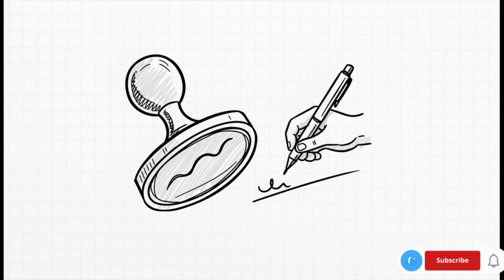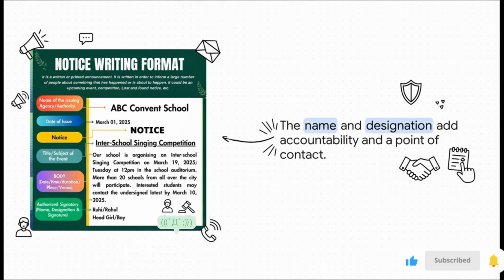Okay, your message is out there, it's clear, but it's not quite done. To give it that final stamp of approval and make it totally official, you need to sign off. You need the signatory. And this part is so important. A notice isn't just some anonymous piece of paper. It comes from a real person with a real title. So here you see the name, Ruhi or Rahul, and their role, head girl or boy. This makes it credible and tells people exactly who to find if they have questions.